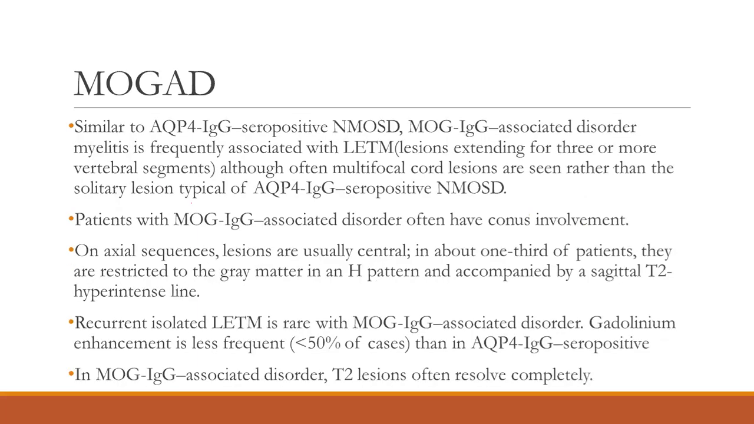Coming to MOGAD, it is similar to NMOSD, but in MOG associated disorders, lesions are more confluent. Like LETM, but it is more of a cotton wool kind of appearance that we see. MOG IgG associated disorder patients also usually have conus involvement. On axial sequences, lesions are usually central. Recurrent isolated LETM is rare with MOG IgG associated disorder.